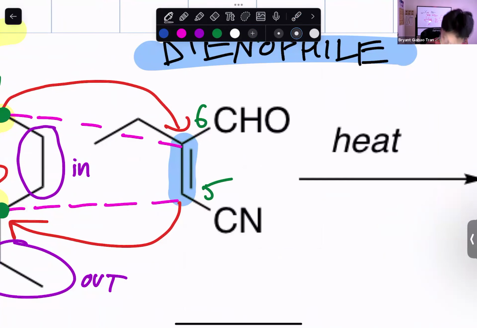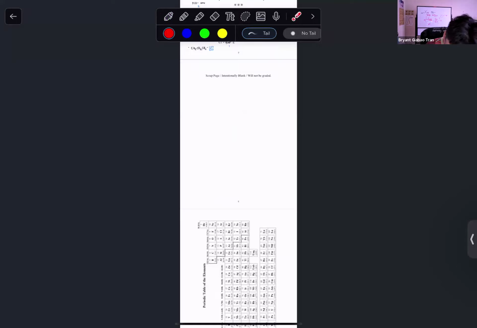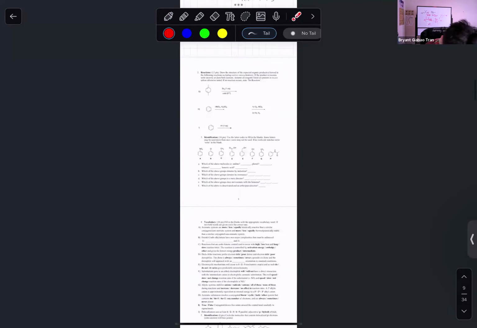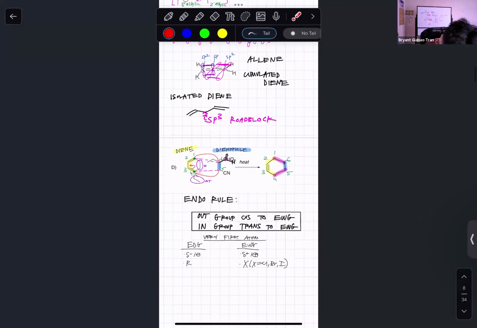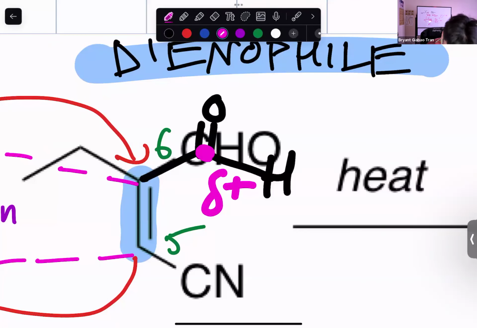Aldehyde, right? Which is going to look like this. And it is an EWG because if you look at the very first atom attached to the dienophile, it has a partial positive charge because it's attached to an electronegative oxygen, making that an EWG.